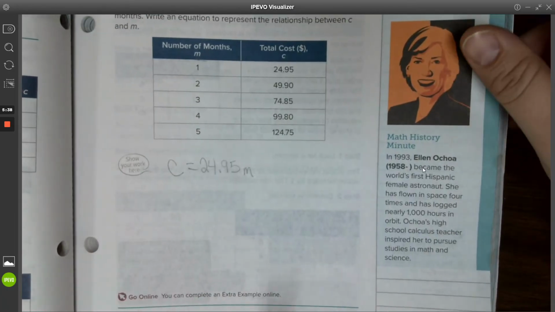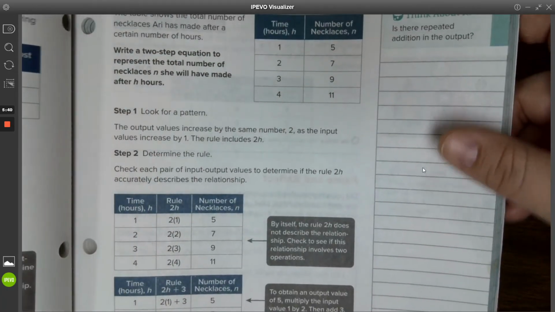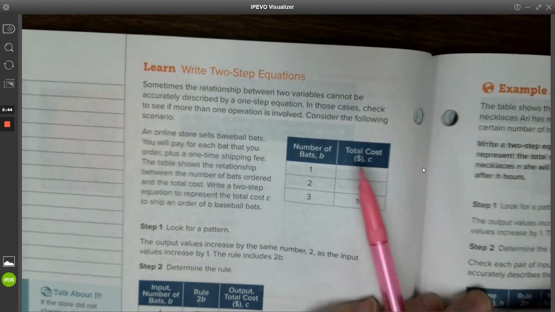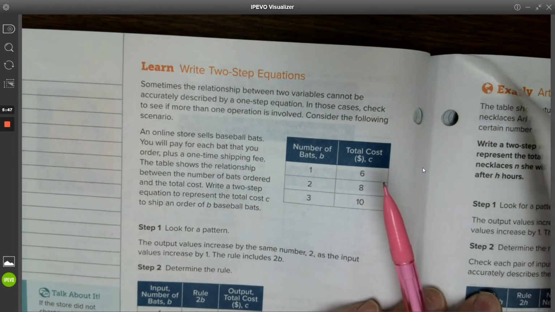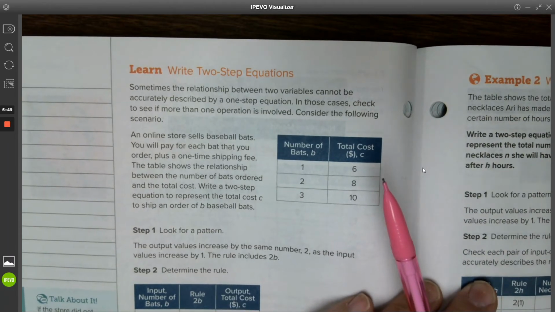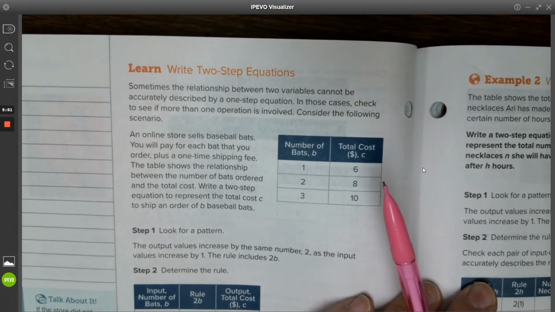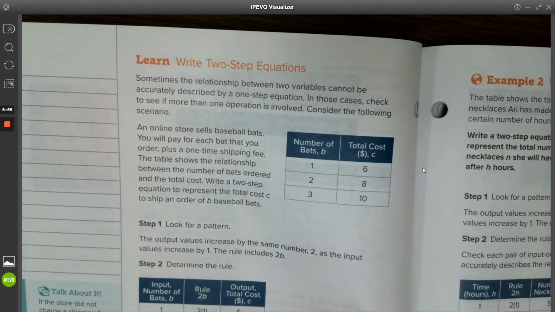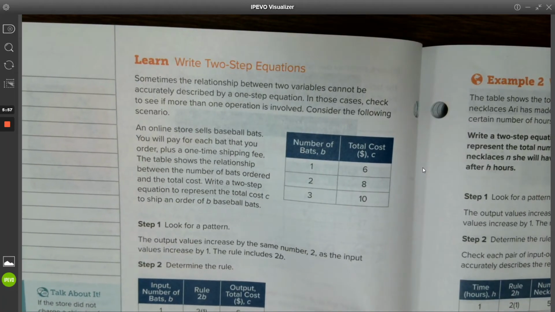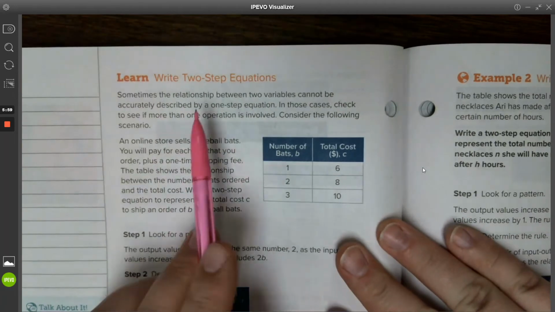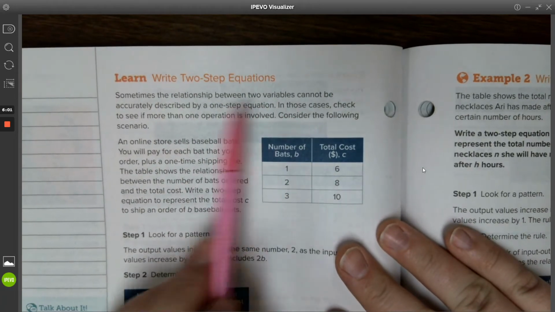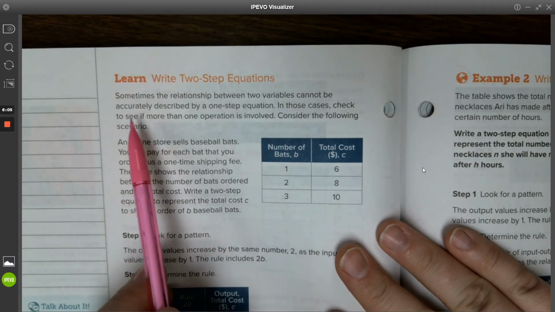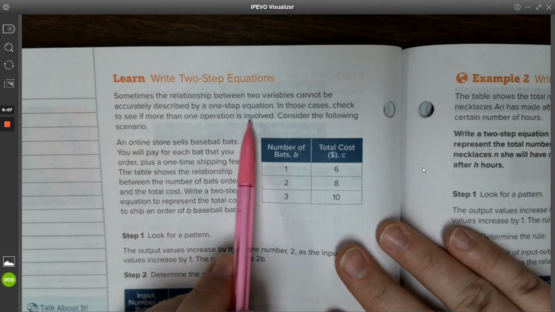All right, let's turn the page now to page 408. Sometimes we have more than one step in our equation. So we might multiply and add, or divide and subtract, or something like that. Now, we're going to figure out what that means. Sometimes the relationship between two variables cannot be accurately described by a one-step equation. In those cases, check to see if more than one operation is involved.